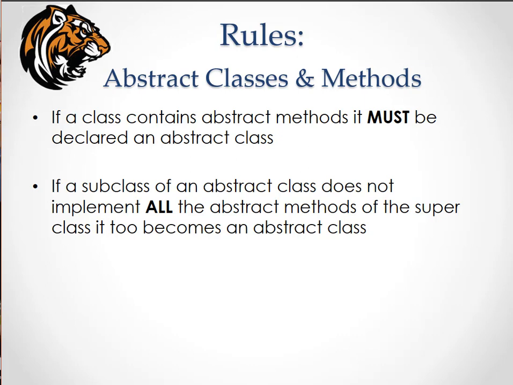So for example, in our dog class that we just looked at, if it had not implemented the speak method, which was abstract in the pet class, then the dog class would become abstract as well. Okay? So you must implement those abstract methods in the subclasses to keep them from being abstract.